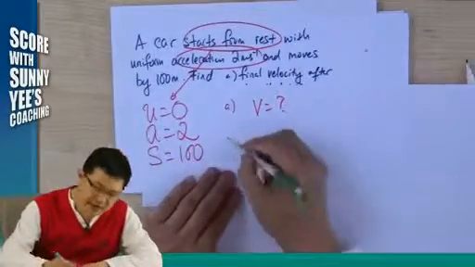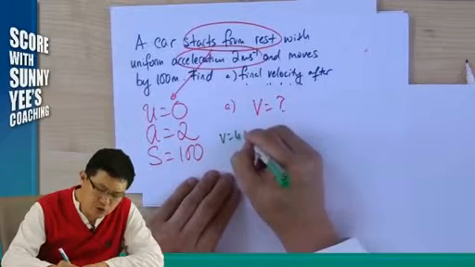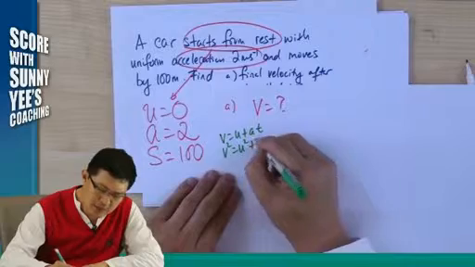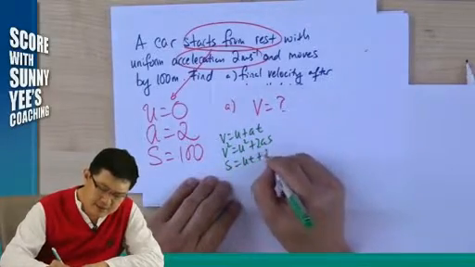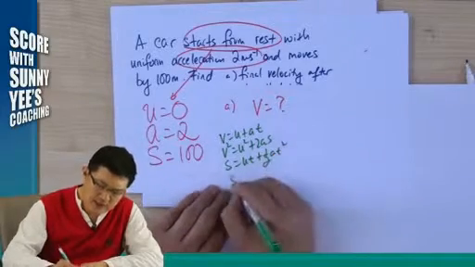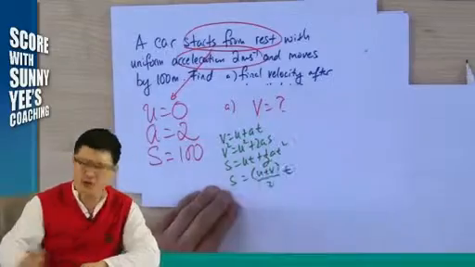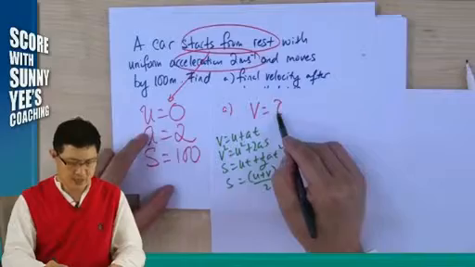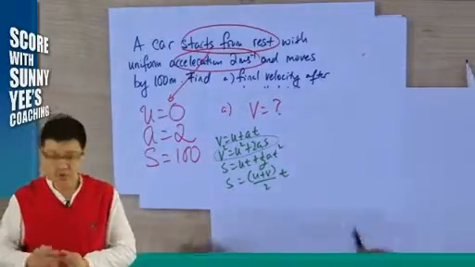I'm going to again write down all the formulas that you have here. V equals U plus AT, yes or no? V squared equals U squared plus 2AS. S equals UT plus half AT squared. And S equals (U plus V) over 2, times T. Which formula? Let's choose. You're looking for V, U, A, S. Clearly, formula number 2. Correct?